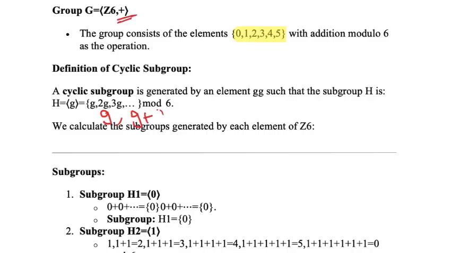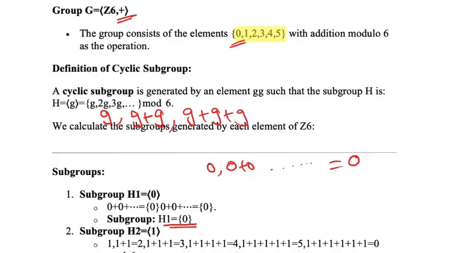So for 2G, we add G and G. Then 3G means G plus G plus G, performing the addition operations. Now we need to find the first subgroup. The first element will be equal to 0. So G is 0, then 2G is 0 plus 0, so all the values will be equal to 0. So the subgroup H1 is equal to {0}.